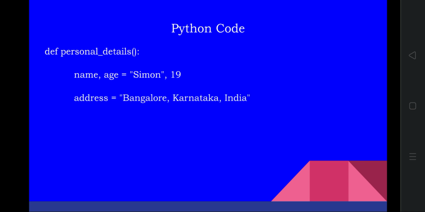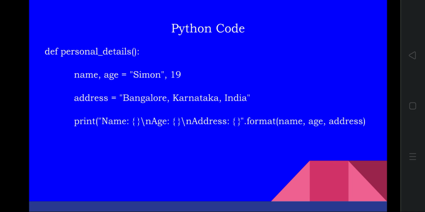And then we have another variable called address, which is equal to, within double quotes, Bangalore, Karnataka, India. Now we are giving the address as a string, using the comma as the delimiter just to separate the words normally. Okay, so now the name, the age and the address are assigned to the variables. Now we are going to print it.